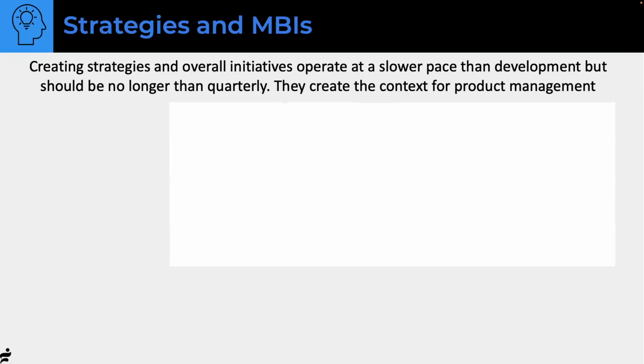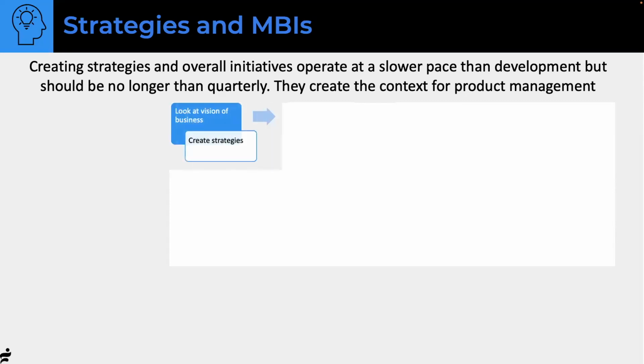Okay. Now, where do MBIs come from? How do you look at the whole thing? Well, creating strategies and overall initiatives operate at a slower pace. Could be done quarterly. Could actually be done with beyond budgeting and maybe faster, but both companies it's a big improvement if they just go to quarterly.